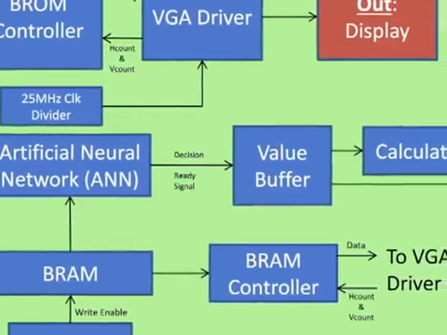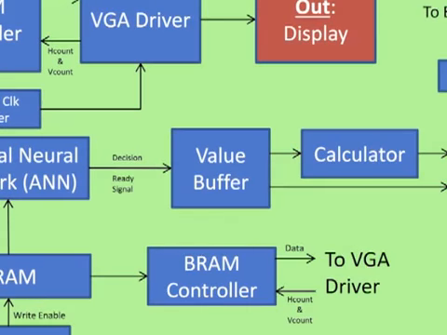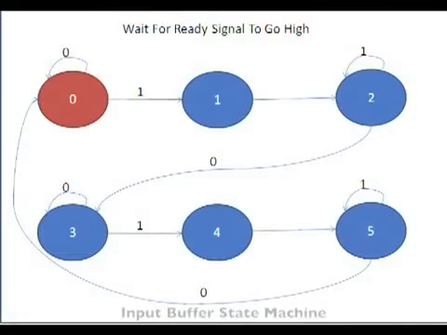The next component is the value buffer, which captures the output from the artificial neural network. Here's a diagram of what we call our input buffer. This module takes the decisions from the artificial neural network and buffers them for use by the calculator module. Since the artificial neural network only decides on one value at a time, and we need two values to do an operation, this module basically demultiplexes the output of the ANN to two buffers that act as the operands.